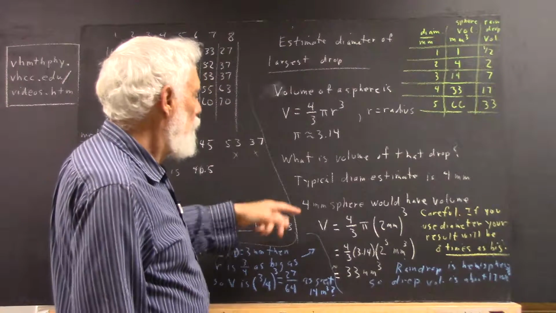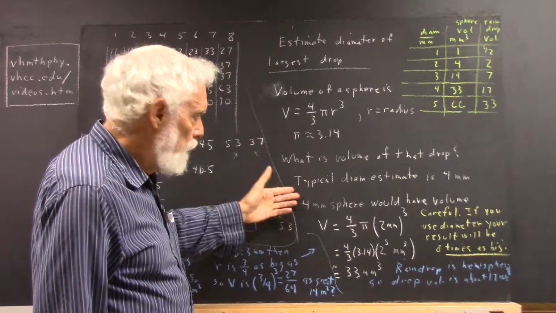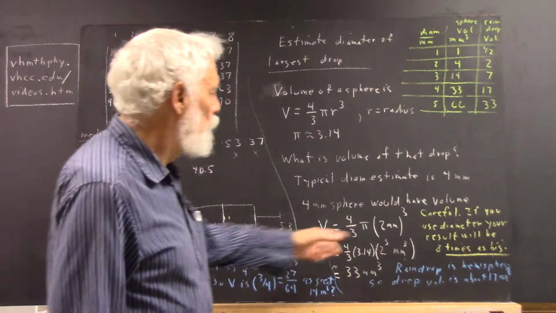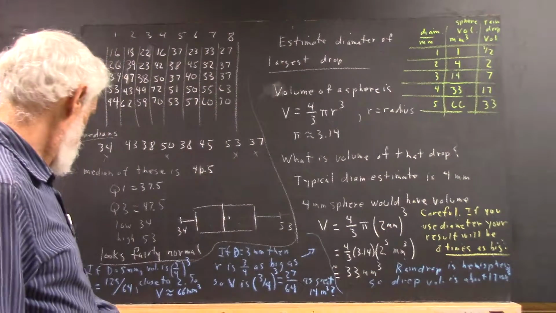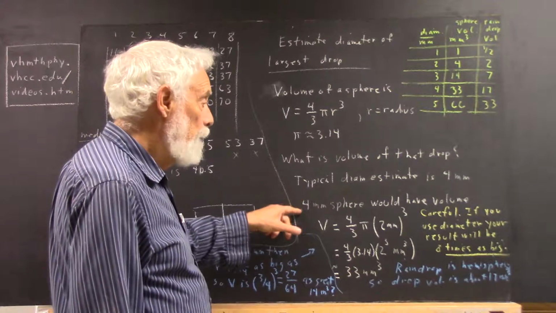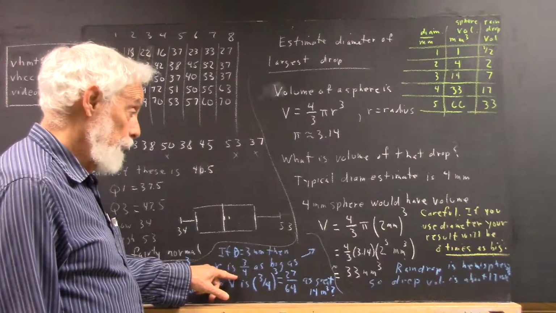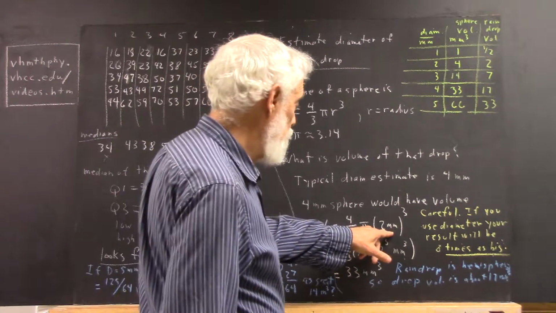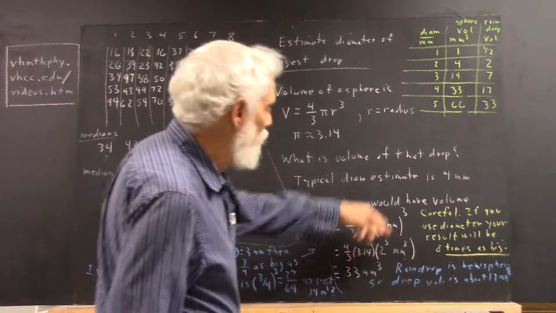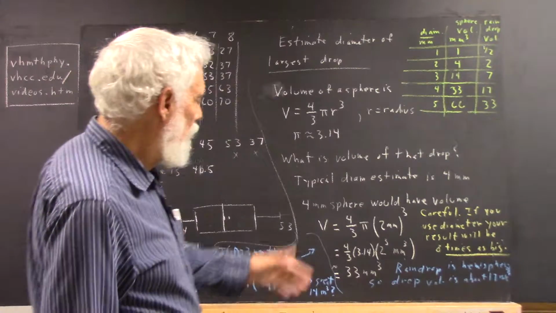Now, if the drop is only 3 millimeters, does that mean that the volume would be 3/4 as much? Well, no, because we're cubing the radius. If the diameter is 3 millimeters, then that's 3/4 of this diameter, which means the radius would be 3/4 as much. So when we put the radius in here, we're going to get 3/4 as much as we got here.